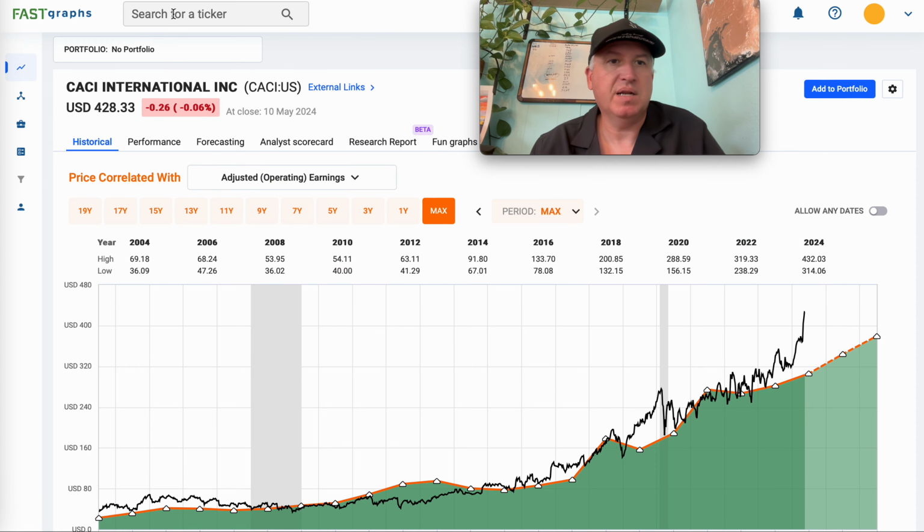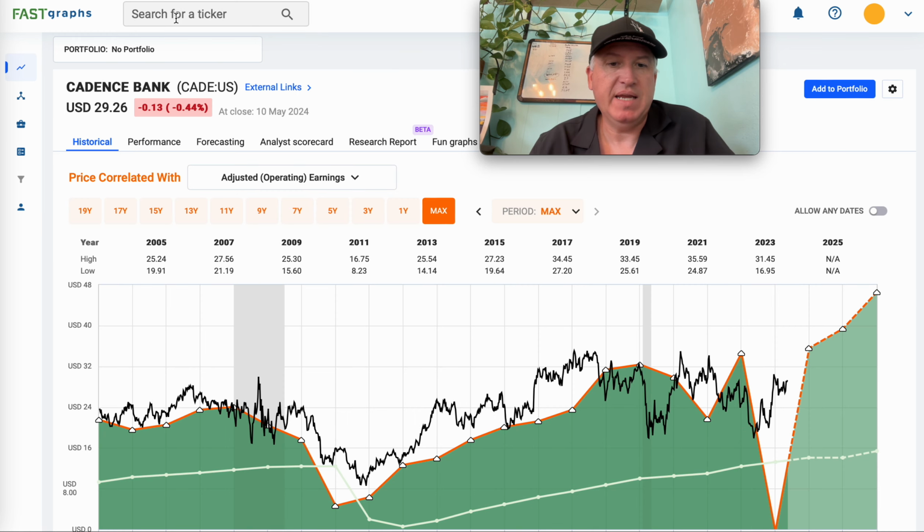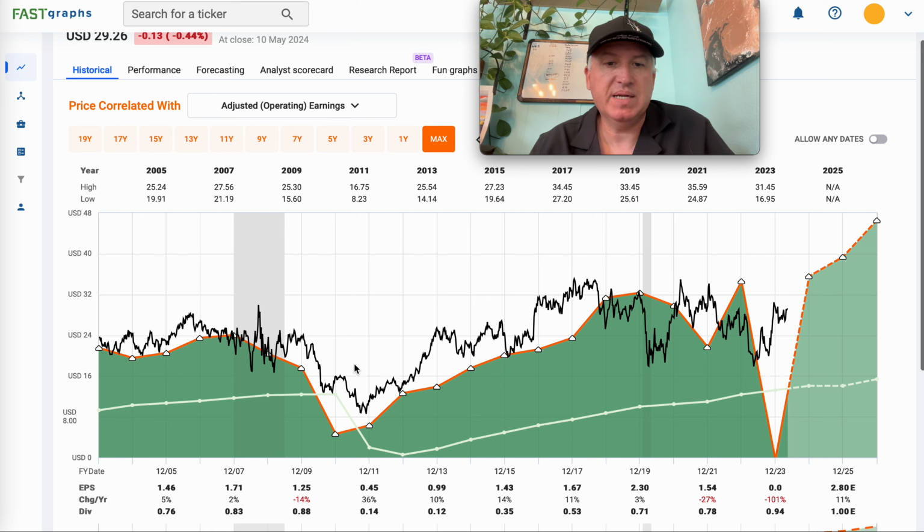Cadence Bank. So this is going to be a financial. So we definitely want 2008 data, which we have. Okay, so big decline in earnings. That would make it a cyclical.